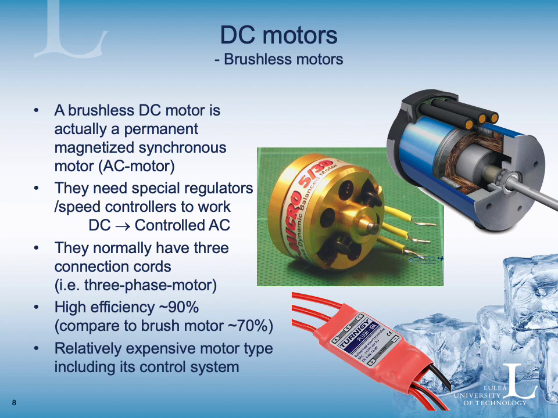Normally they have 3 connection cords, meaning that it's a 3-phase motor. It has a high efficiency, much higher than the brushed motors, around 90% and even more, and the brushed motor only has around 70%. Because of the need for this control system, it is actually quite expensive in comparison to the brushed DC motor. But you also get the higher efficiency and the good controllability instead. So you pay for the higher performance, you can say.